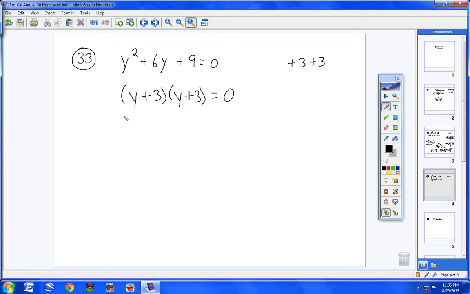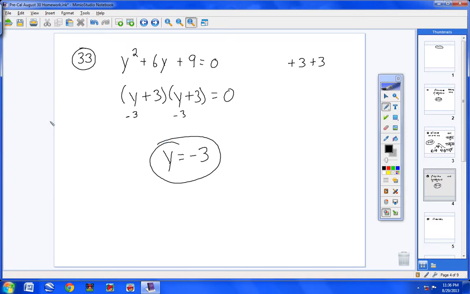Now, what makes this parentheses a 0? Well, a negative 3 plus 3 would be a 0. And what makes this parentheses a 0? Well, a negative 3. So your answer is negative 3. If you wanted to write negative 3 twice, I guess you could. I would have no problem with that, but the answer is negative 3.